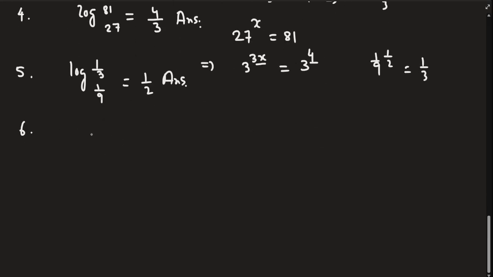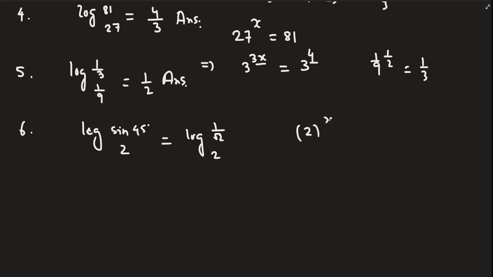Question number 6, log sine 45 degrees and base is 2. So log sine 45 degrees is nothing but log of 1 by root 2, and here is 2. So what will be the power of 2? 2 having what power, so that you will get 1 by root 2? So here we can write this 2 as root 2 whole square, that means 2x. And this 1 by root 2 we can write as root 2 power minus 1. So 2x equals minus 1 and x equals minus half. So your answer will be minus half only.